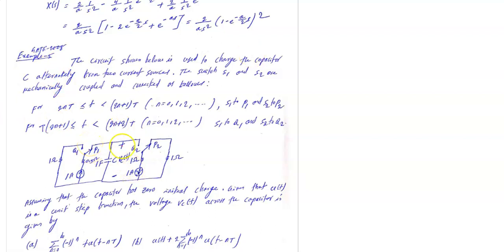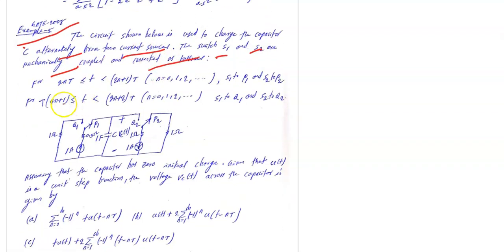Now come to a beautiful question. It came in GATE 2008. The circuit shown below is used to charge the capacitor C alternately from two current sources. The switches S1 and S2 are mechanically coupled and connected as follows: for t greater than or equal to 2nT, where T is the time period, and less than (2n+1)T, n equal to 0, 1, 2, 3, S1 to P1, S2 to P2.